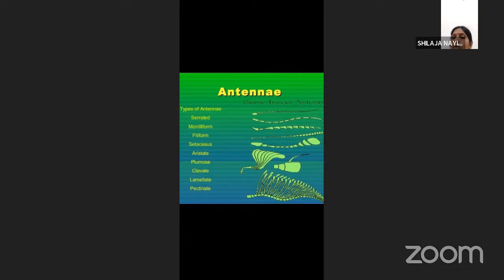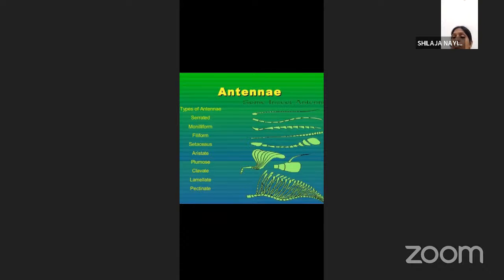And the next one we will see is setaceous, in the cockroach. Usually we can collect the cockroach antenna and see it under the microscope. Setaceous type means the segments gradually decrease from the base to the apex, presenting a whip or bristle-like structure.